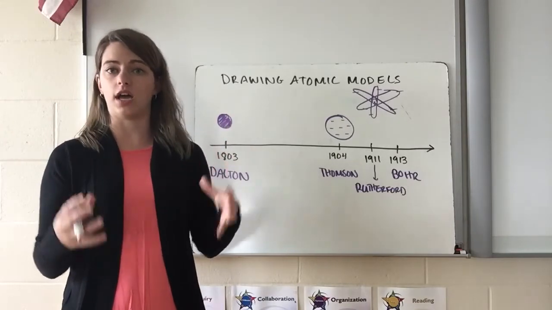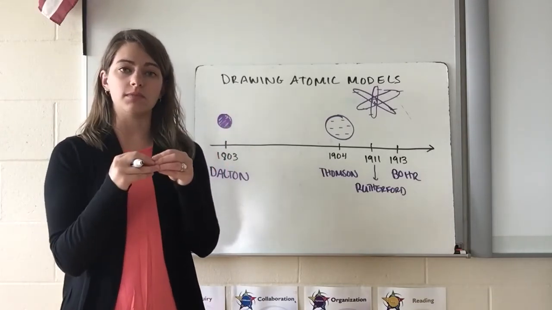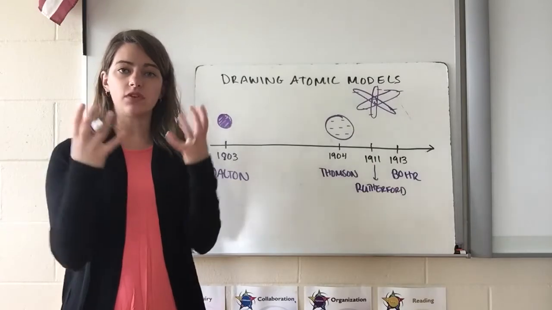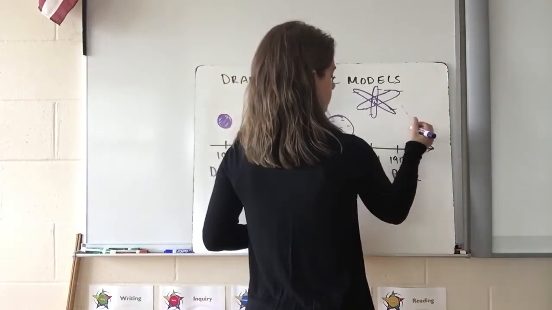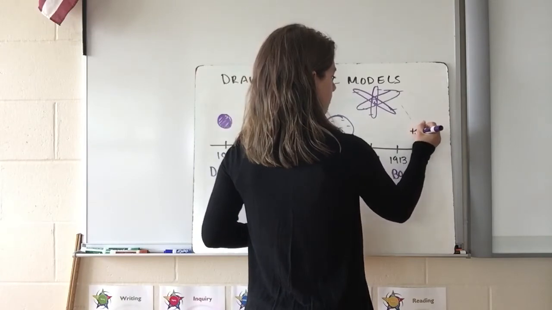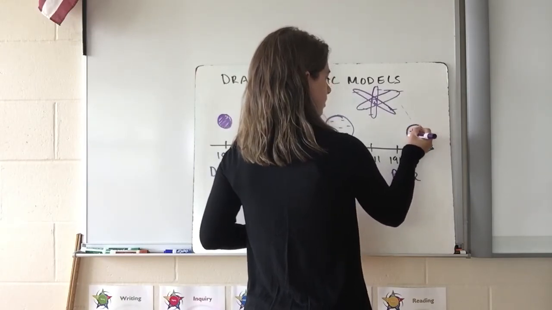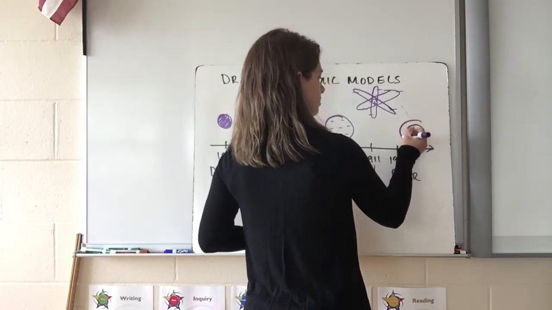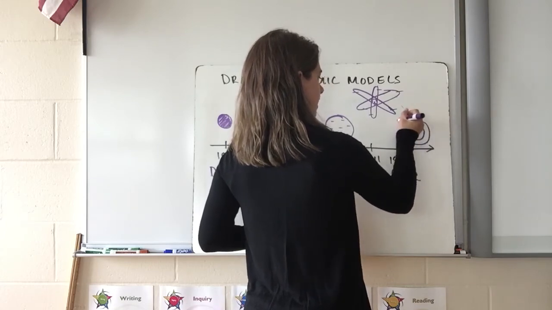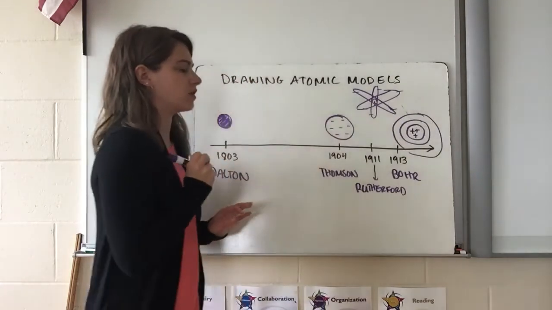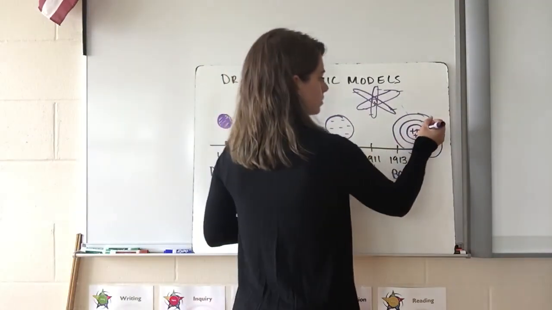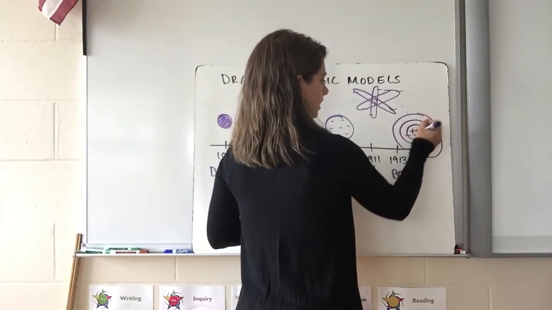So kind of like an onion. So you have your nucleus in the middle, and then each energy level is another layer added to the outside. So we still have our positive nucleus, but then we have layers, these energy levels that go around our nucleus. And those are the energy levels where our electrons live.